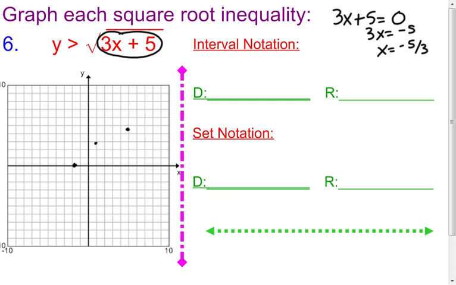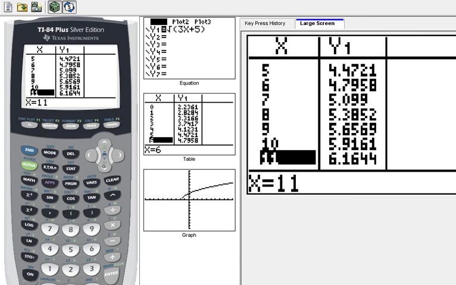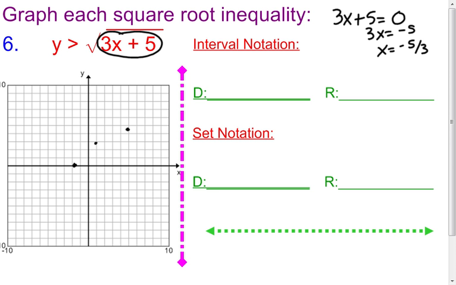And let's put one kind of towards the end just so that we can estimate this. Let's get one at 10. Let's see what 10 is. 10 is almost 6, so 10 and 6 are close enough. Okay, 10 and 6.